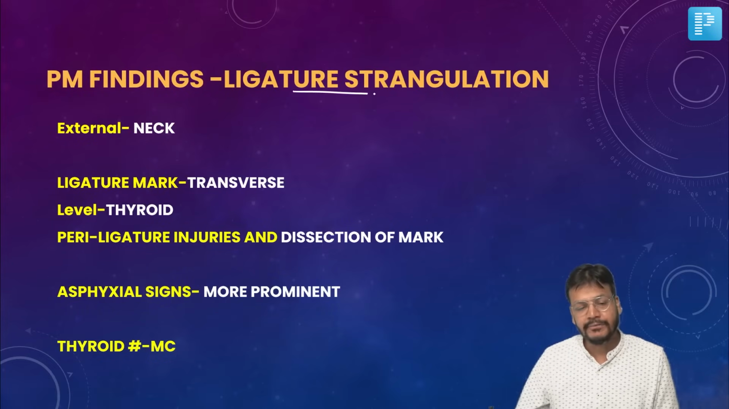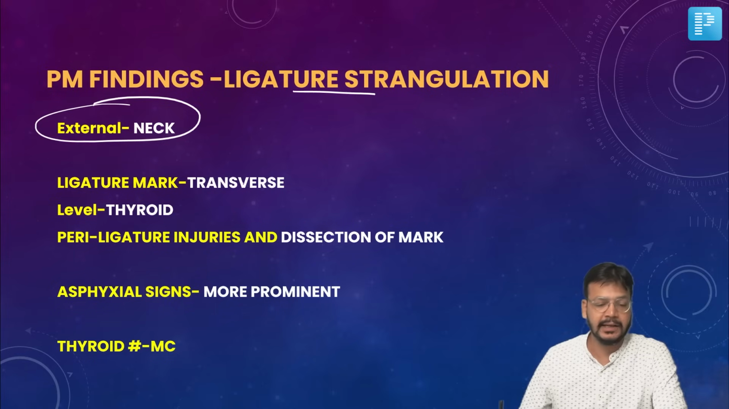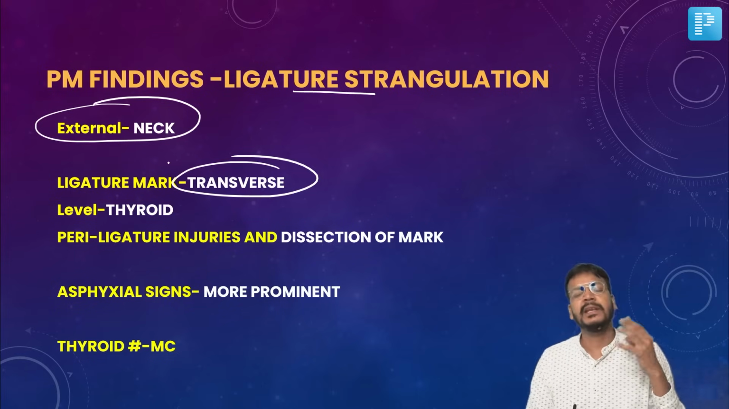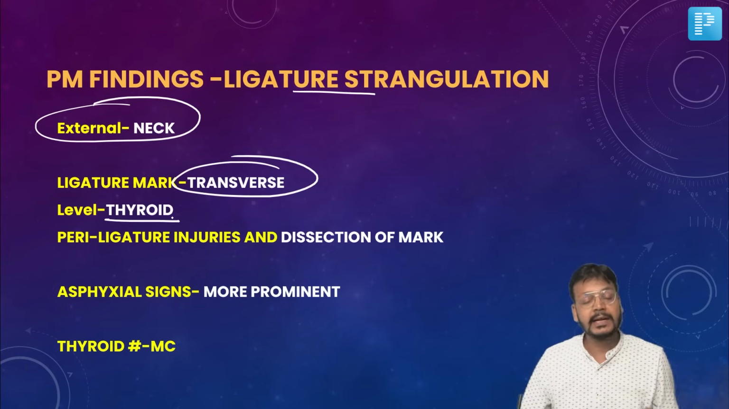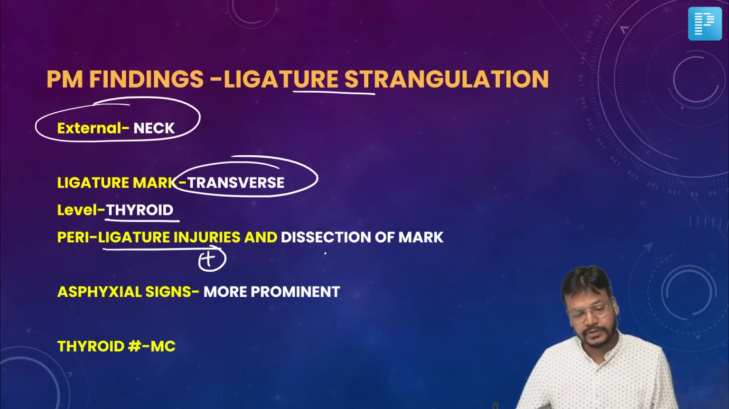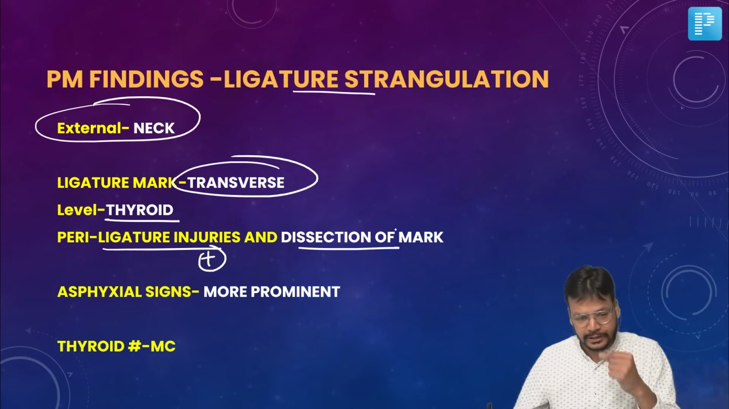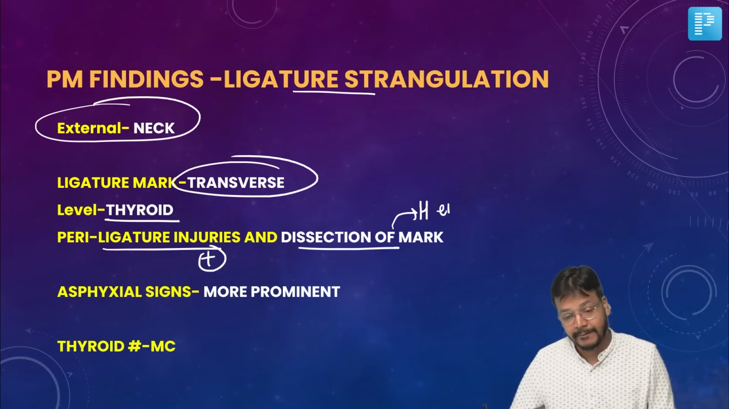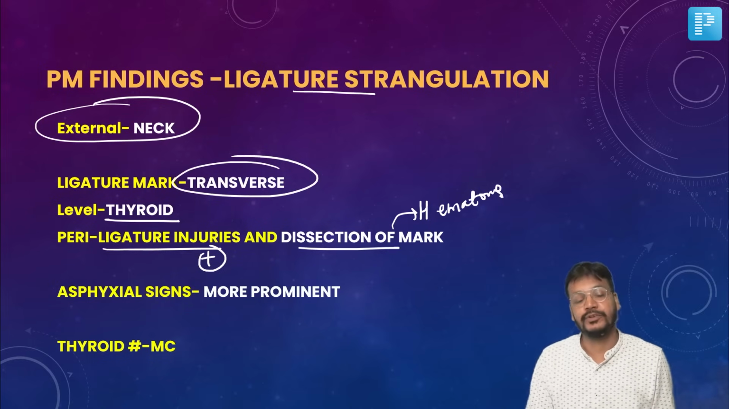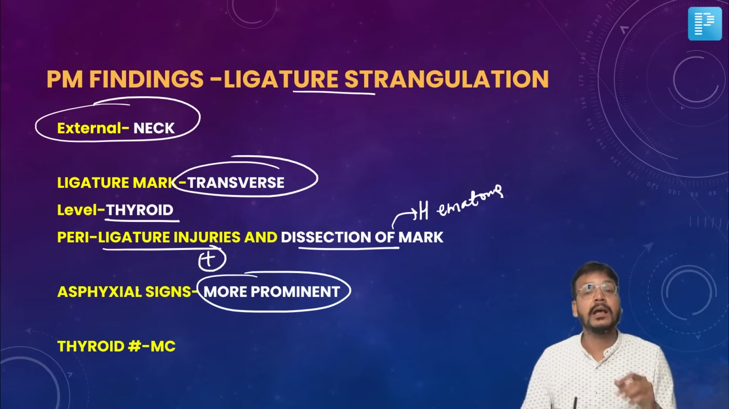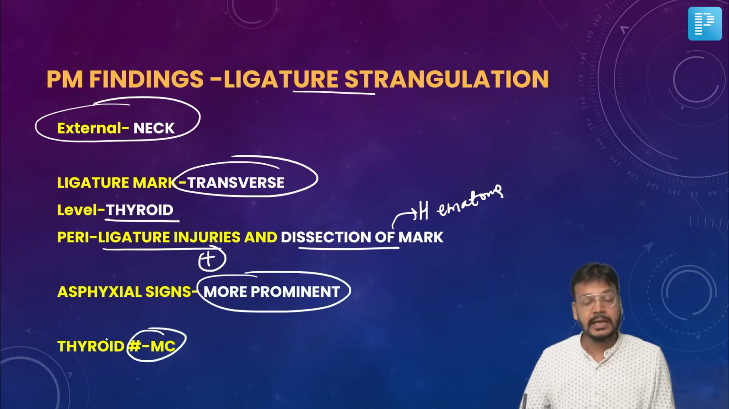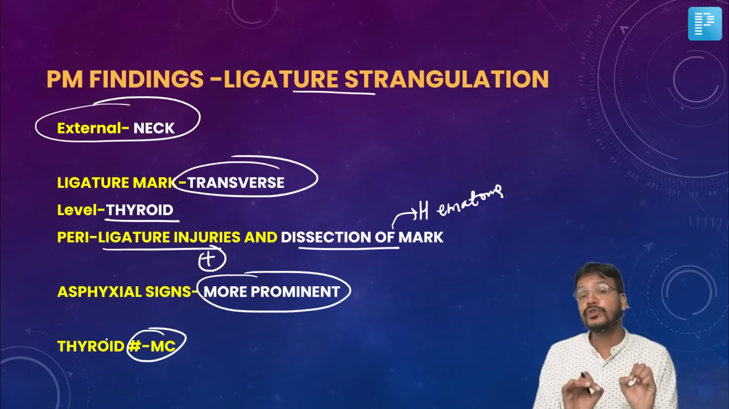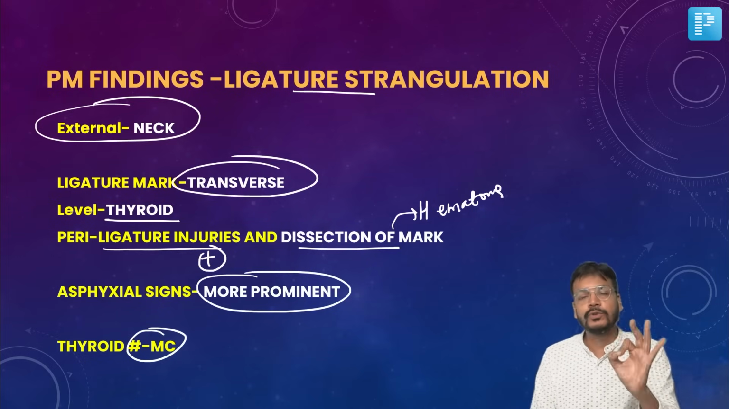Sir, postmortem finding of ligature strangulation over the neck: the ligature mark is transverse. In hanging, mostly it is oblique. It is at the level of the thyroid; in hanging, it was above the thyroid. Here, periligature injury is present, and after dissection of the mark there is hematoma or hemorrhage, whereas in hanging, after dissection of the mark, there is a pale and glistening area. Asphyxial signs are more prominent in strangulation, and thyroid cartilage fracture is most common in ligature strangulation.